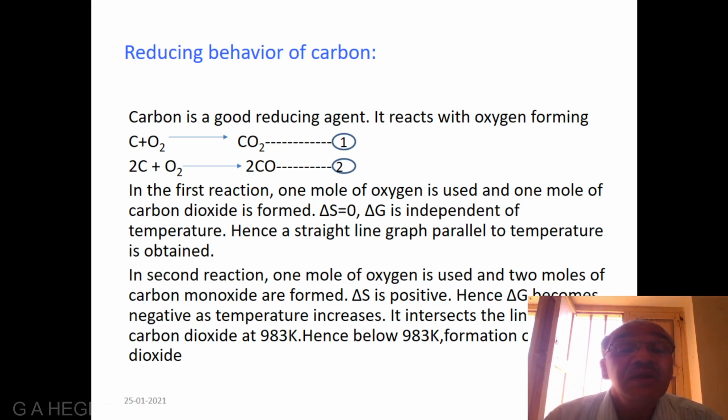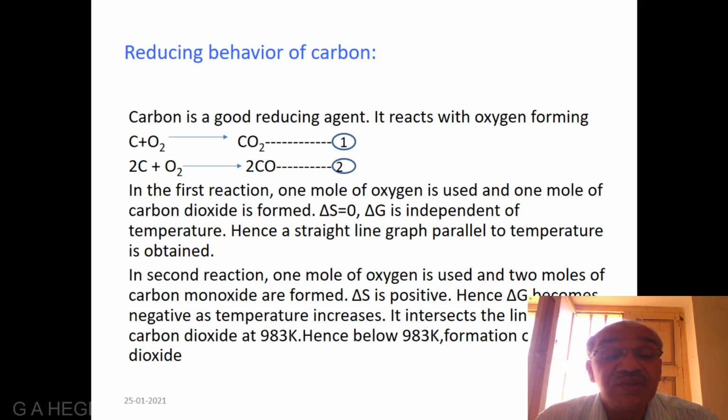Let us discuss the reducing behavior of carbon. Carbon is a good reducing agent. It reacts with oxygen forming carbon dioxide and carbon monoxide. The equations are C plus O2 gives CO2, and 2C plus O2 gives 2CO.